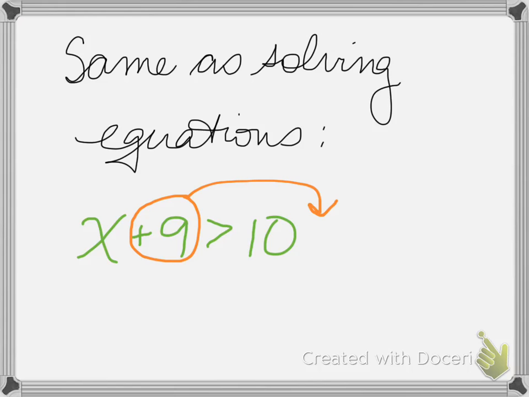we're going to have to move that positive 9 to the other side. And when we move it across the sign, it becomes a negative, so we have 10 minus 9, which means that x is going to be greater than 1.